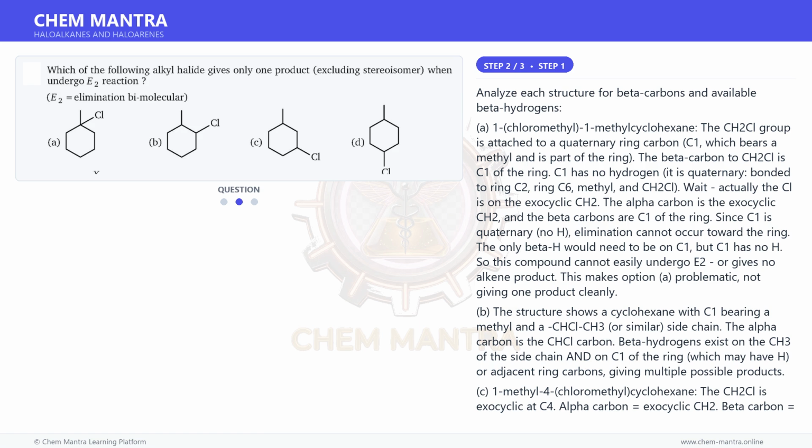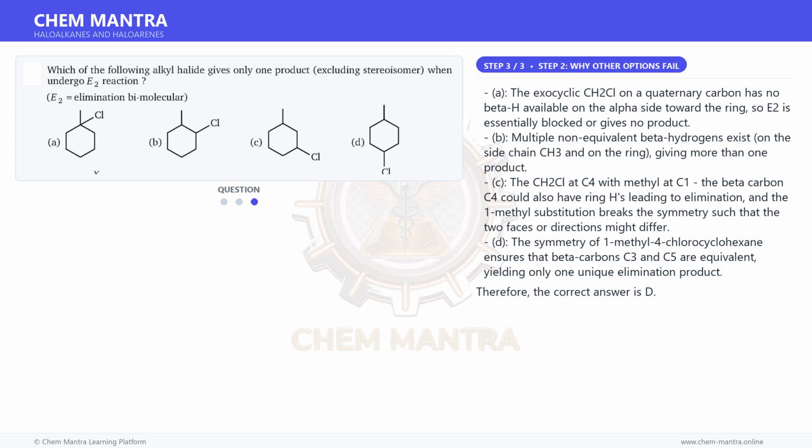The methyl at C1 is far from the Cl at C4, so both beta positions, C3 and C5, are equivalent by the mirror symmetry of the ring. Elimination from C3-H or C5-H gives the same alkene, 3-methylcyclohex-1-ene, or equivalently the same product by symmetry. Furthermore, there is no possibility of forming a more or less substituted alkene in different directions because both sides are identical. Thus only one alkene product is formed, excluding stereoisomers.